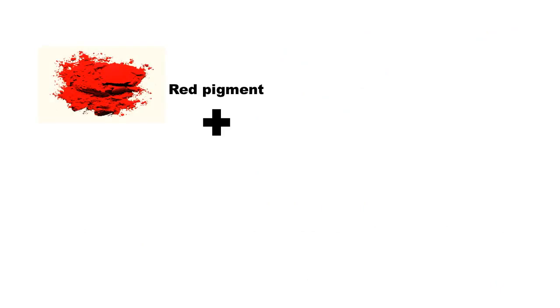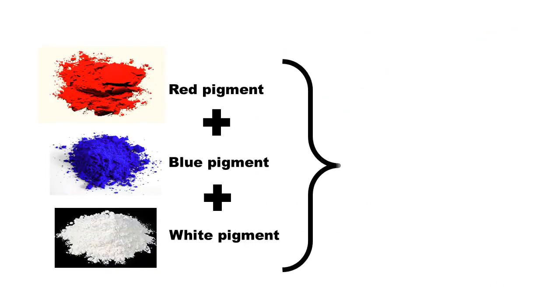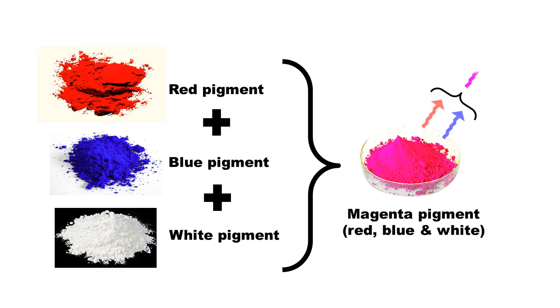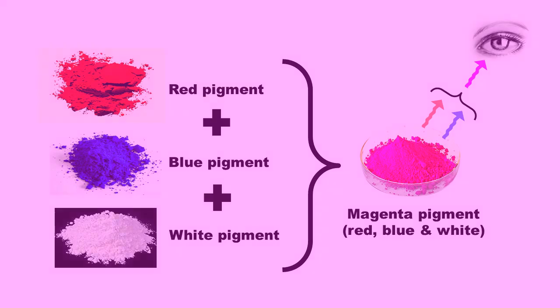Nowadays, if we want to create a magenta-coloured pigment which is close to the original magenta dye, we can mix red, blue and white pigments together. We can also create magenta with light-emitting devices such as the computer or TV or smartphone screen that you're watching at the moment. If we look closely at the pixels which create the image on the screen, we can see they are made up of red and blue segments. This was covered in detail in the previous video.